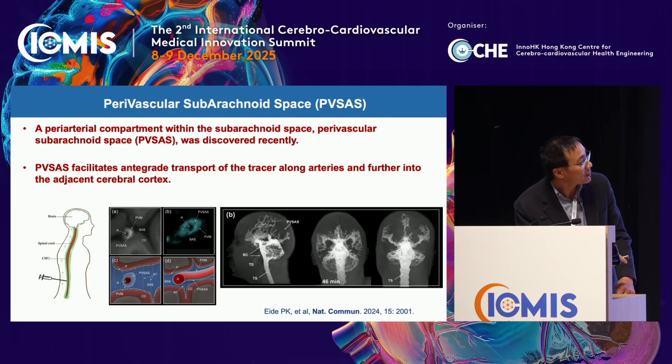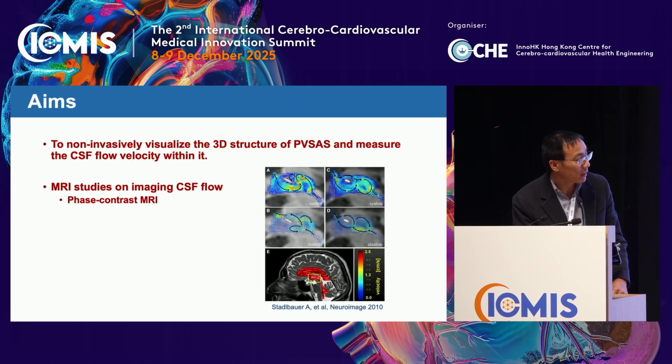PVSAS, the perivascular subarachnoid space, is a new structure actually discovered just last year. What they found is that by intrathecal injection of gadolinium, a stone shape was formed around the artery region in the subarachnoid space. If you show the 3D structure, it's more clear. Here you can see many PVSs in the brain, which were thought to facilitate the transportation of the tracer from the ventricle to the cortex region. But how to detect this signal is not that simple.